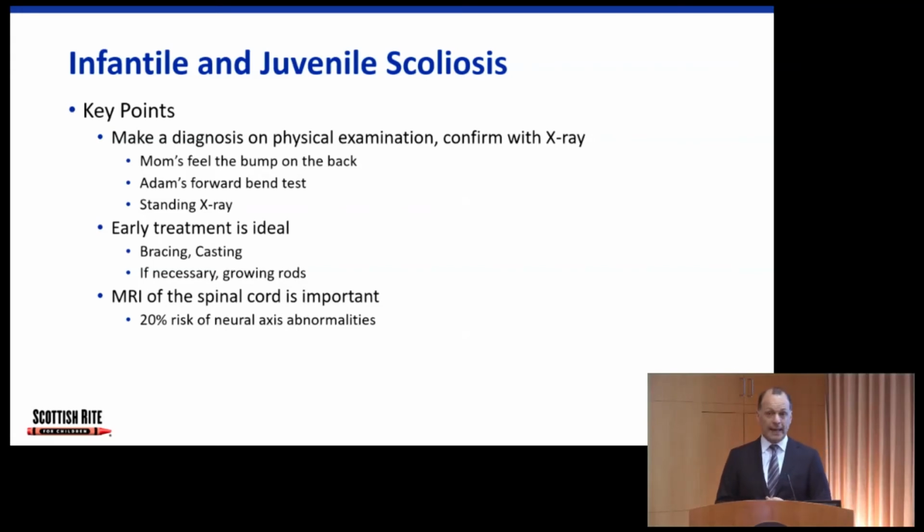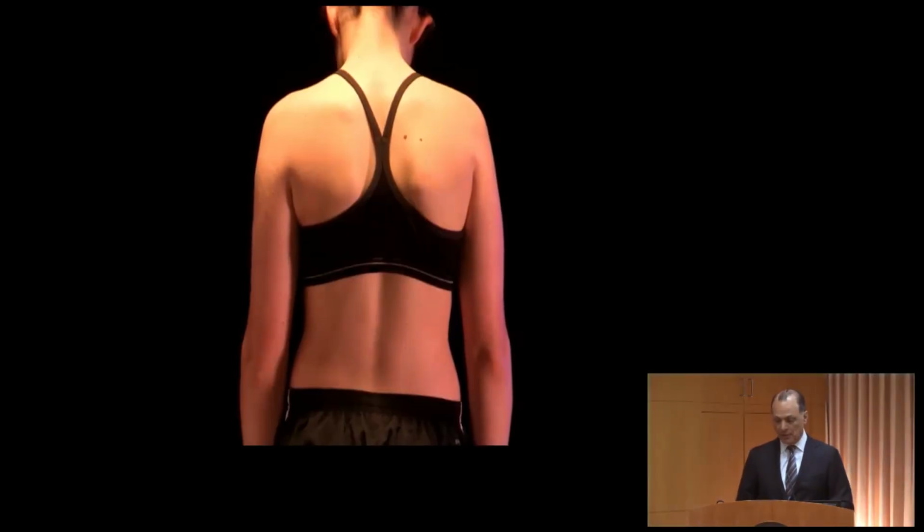So, bracing and casting: casting is done in the infantile, bracing typically for the juvenile, and then if necessary, growing rods. And the MRI of the spinal cord is critically important. So now let's switch to the physical exam.